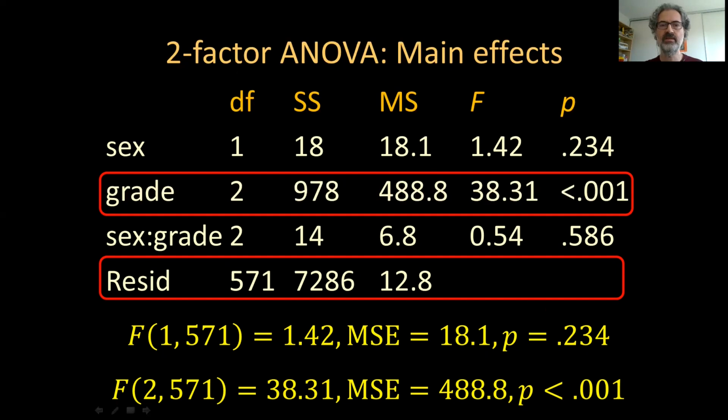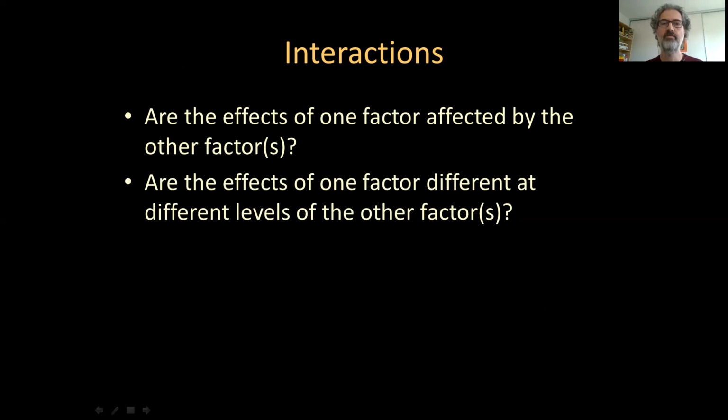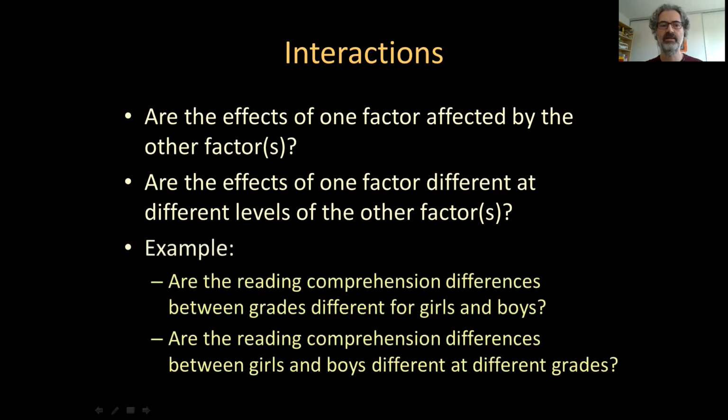But the interesting thing about entering all these independent variables together is that we can actually look at what is called a statistical interaction. The statistical interaction asks whether the effects of one factor are affected by the other factor, or are they constant? A different way to say this is, are the effects of one factor different at different levels of the other factor? Let's see what this means in our example.